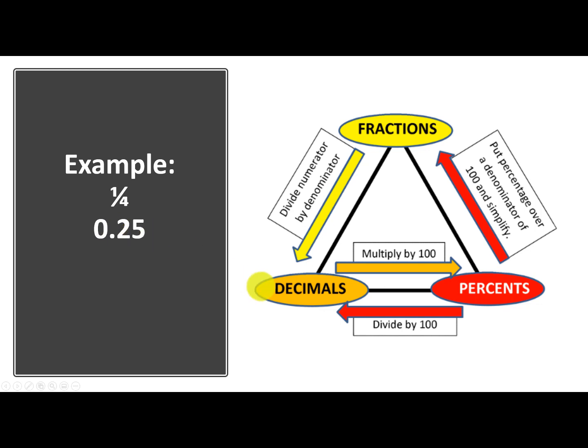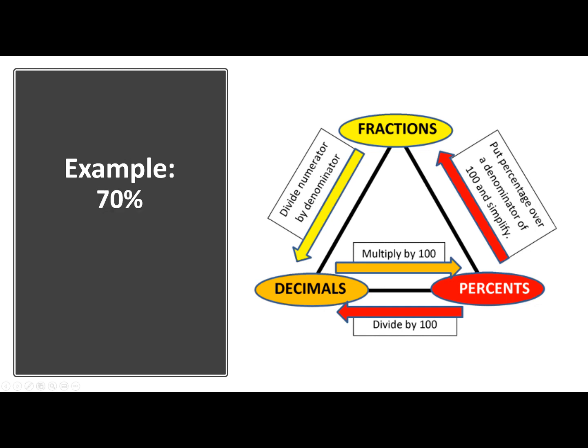Now to change this decimal to a percent, we take 0.25, we multiply it by 100 and add a percent sign, and we get 25%. So 1/4, 0.25, and 25% all mean the same thing. They're different ways of writing the same number.